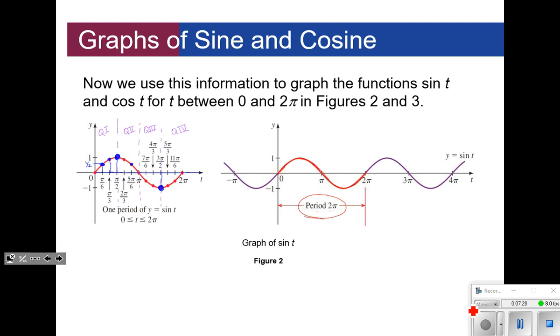And we know that because we've talked about reference numbers, and if we have a value that we're trying to put in that's greater than 2 pi, we subtract 2 pi off of it and then look and see what that value is on our unit circle. So all this is showing us is that it keeps repeating, okay?